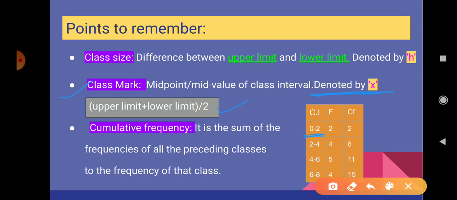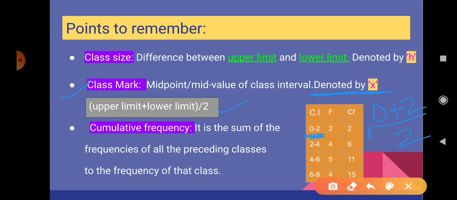Upper limit plus lower limit divided by 2. That means we have to add both the limits and divide it by 2, or take half of that. So let us take 0 plus 2 here, first interval. 0 plus 2 is 2, whole divided by 2. So 0 plus 2 whole divided by 2 is equal to 1.